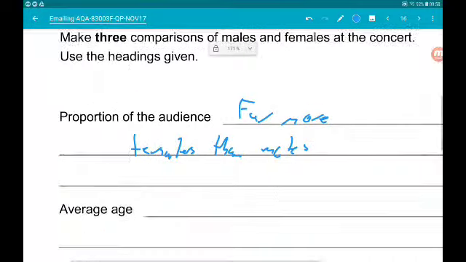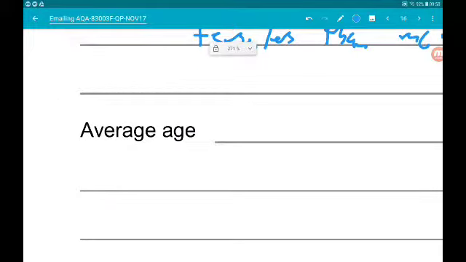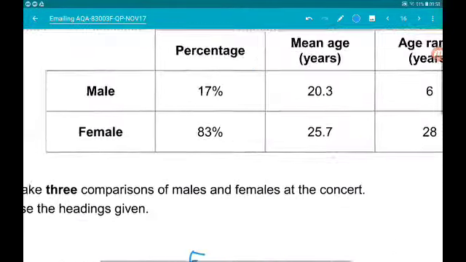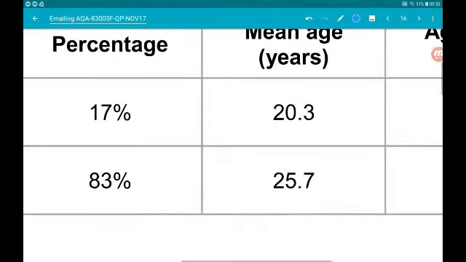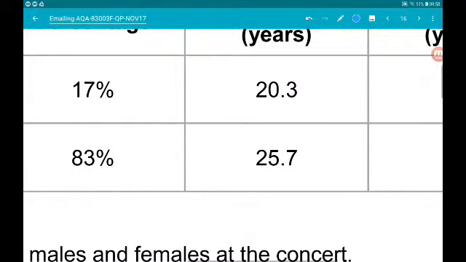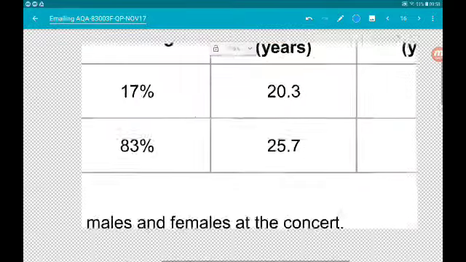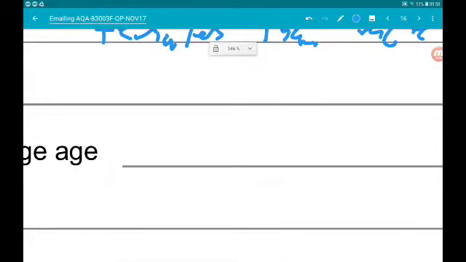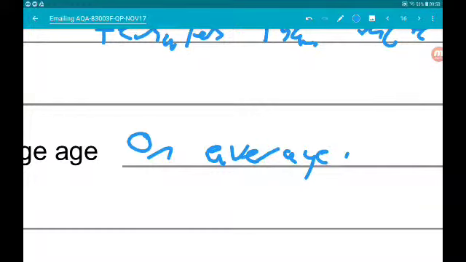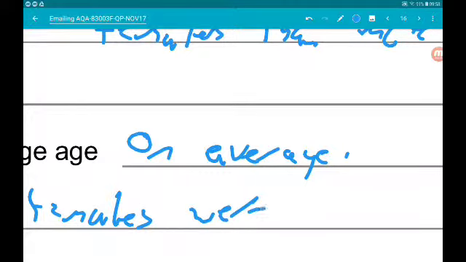Cool. The average age. So, the mean age of males was 20.3. The mean age of females was 25.7. So, on average, females were older.